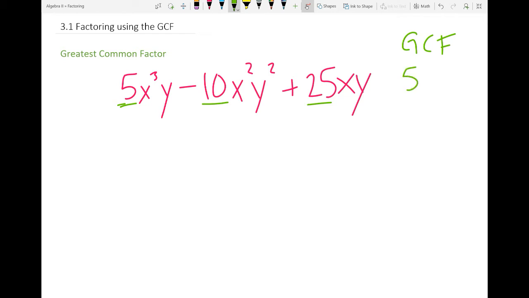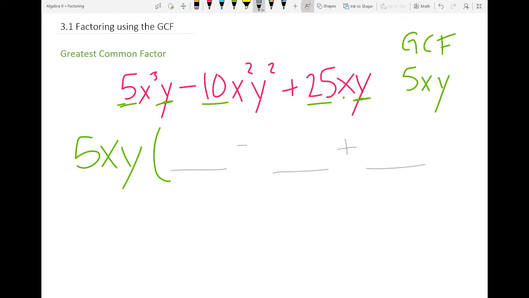Then same question. All 3 terms have at least 1x, right? This one has 1. So I can only take 1 out. And also they all have at least 1y. This one only has 1y, this one only has 1y. So I can only take 1y out. Start with that GCF. And then I know I need 3 terms, so I'm thinking, blank minus blank plus blank. Those signs can change when you have a negative in your GCF, which can sometimes happen. We'll look at some of those later.